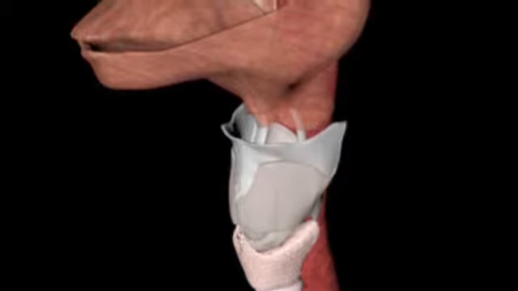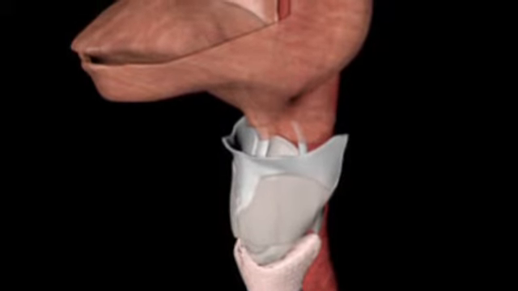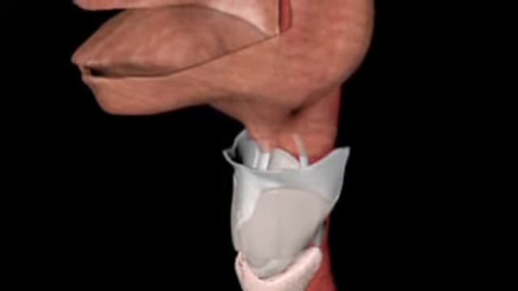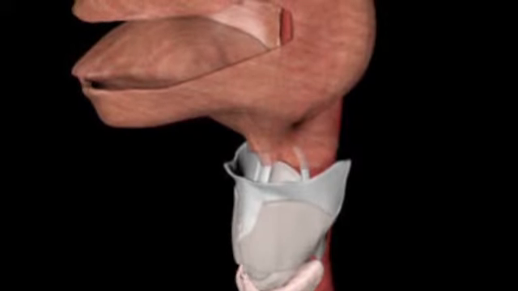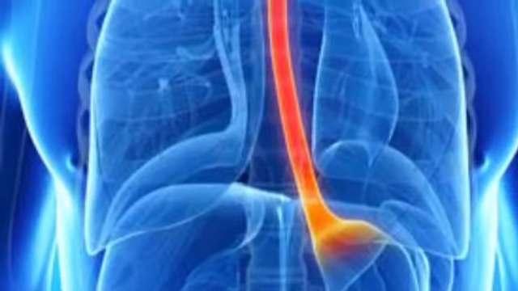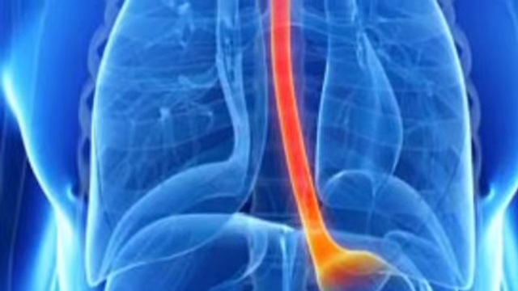Constriction and relaxation of muscles in the esophagus, stomach, and small intestines begin to occur. This is known as peristaltic movement. The waves move the Skittles down to the stomach.